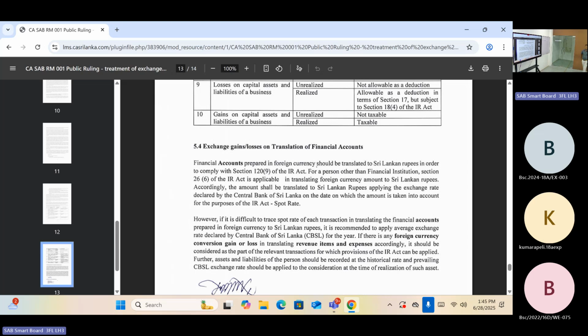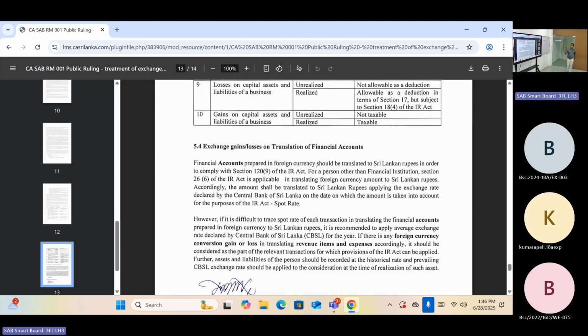If you are not in a position to do that practically, we can use the average exchange rate. Having said that, it says it is difficult to trace that average exchange rate. If there is any foreign currency conversion gain or loss, the translation gain or loss should be considered as part of the transaction. However, if it is connected to assets and liabilities, then we consider it at the realization.